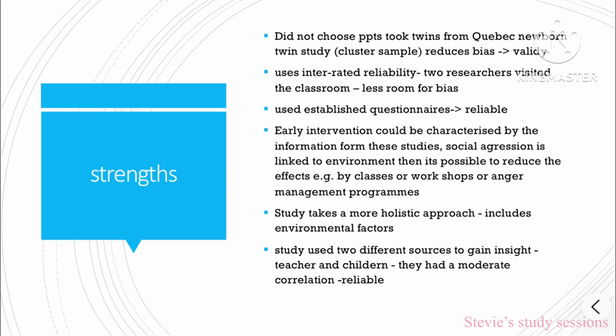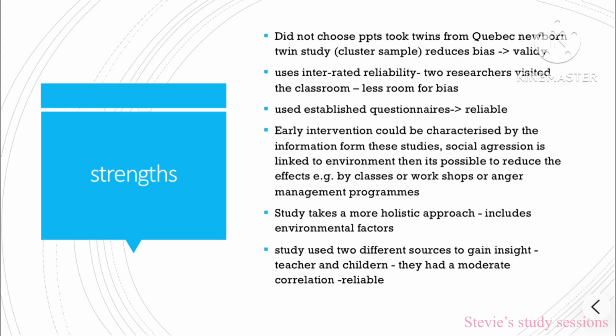They did not choose the participants. They took it from the Quinn-Neubeck twin study, a cluster sample. This reduces bias and leads to validity. They used inter-rater reliability. 2 researchers visited the classroom. This led to less bias. They used already established questionnaires. This means it was a reliable test of social and physical aggression.